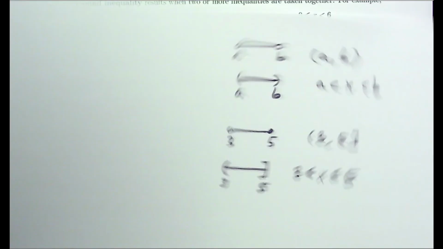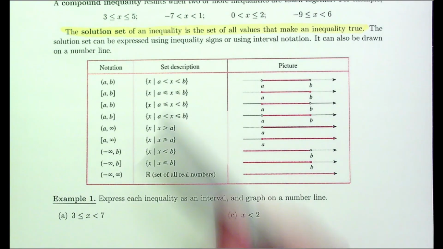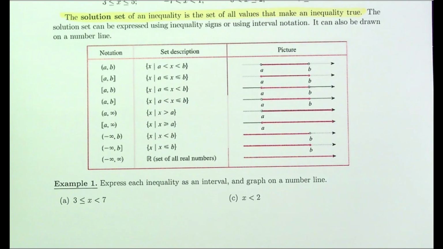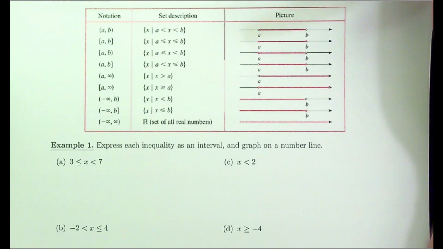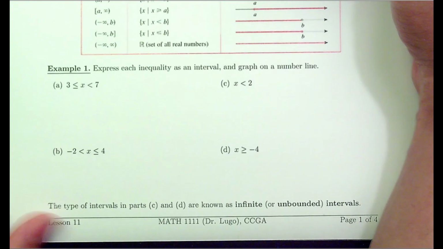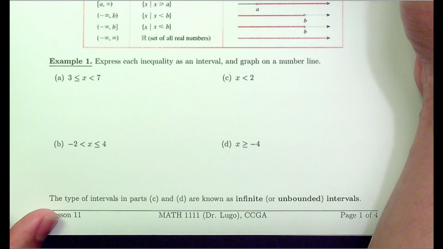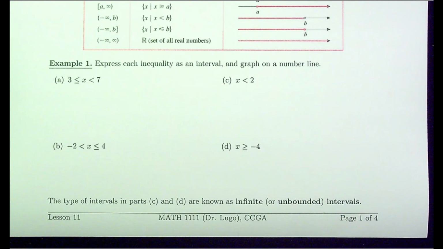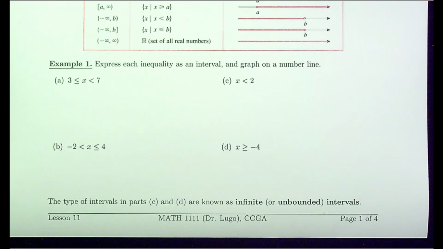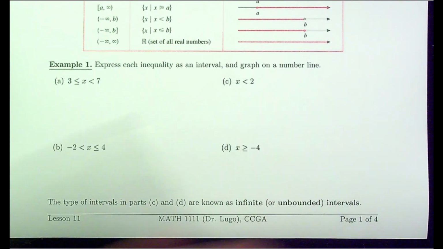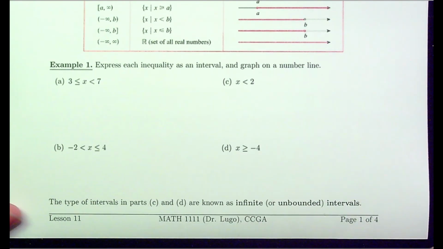Okay, and you have all these different combinations. As you can see, there's a bunch of them. I'm not going to go through each and every one of them because once you understand that you use parentheses when you don't want to include and you use square brackets when you want to include, then you pretty much have it. Okay, so let's go over each of these examples, and for each of these inequalities, we're going to represent them as an interval and also graph them, draw a little picture for them.